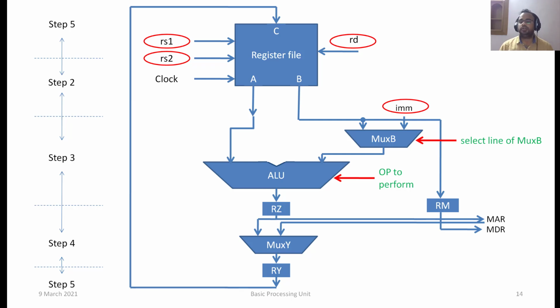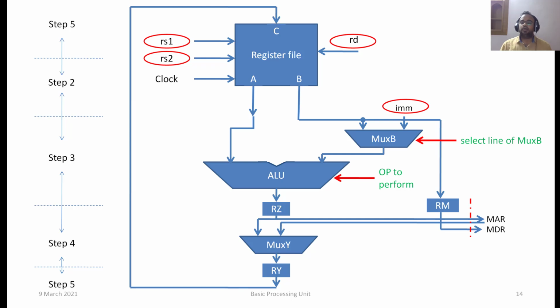Right, in step 4, based on whether it is a load store instruction or an ALU instruction, we are going to divert RZ either to MAR for load and stores, or we are going to drive it to mux Y. And if it is a load instruction, then the memory would respond with the data in MDR, and that would be the other input to mux Y. And if it is a store instruction, the value in RY would be given to MDR, right?